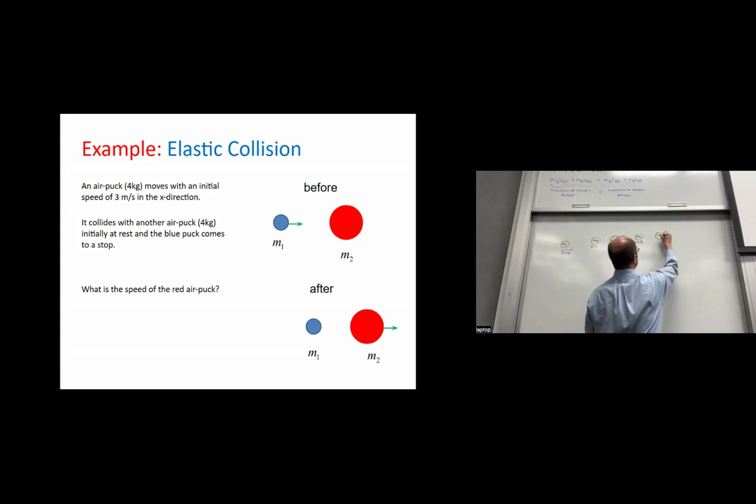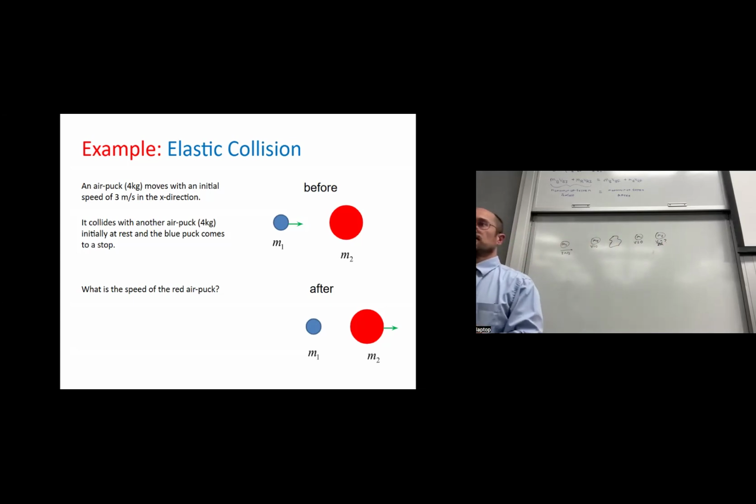And then afterwards, I'm told that mass 1 is 0, and mass 2 is now moving with some mystery speed. So this will be V2 after. And I'll call this V1 before. Is everyone good? Now I'll establish that my plus is this way and my minus is that way.